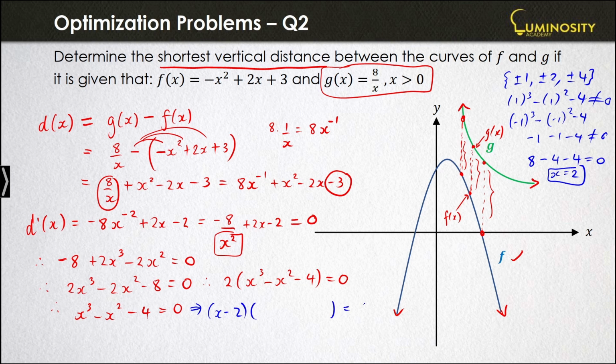Okay. Now, to get an x cubed, I need an x squared term here. And to get a negative 4, I'm going to need a plus 2 here. So I just need a plus bx term here, and then I'm done. So I'm going to use logical inspection.